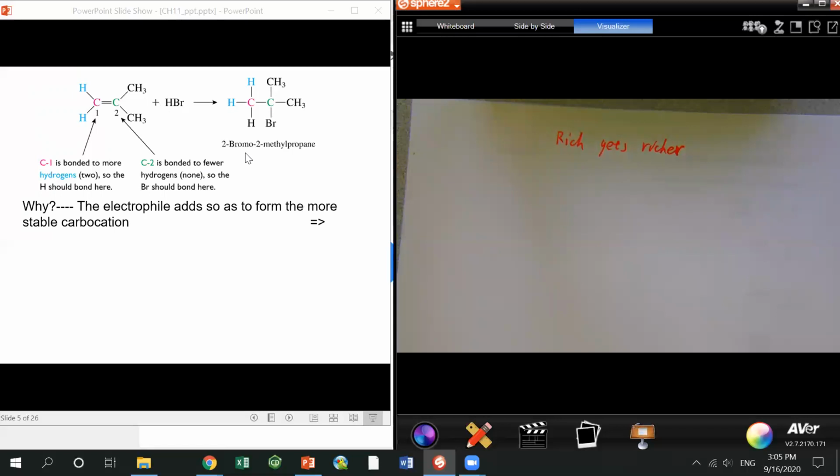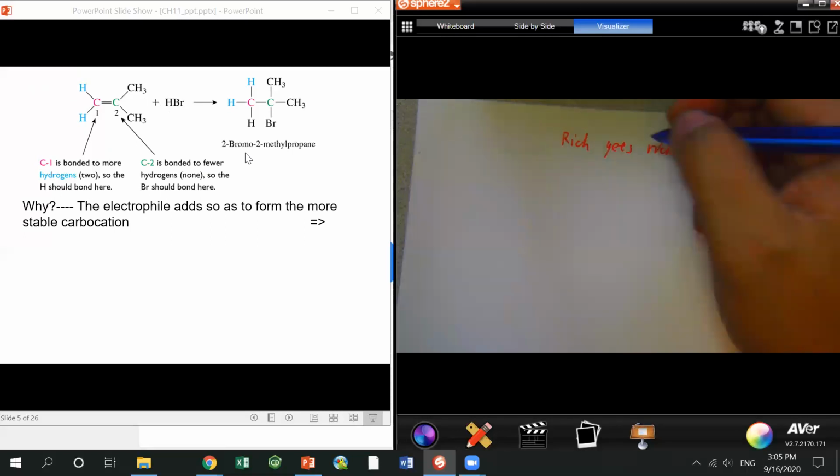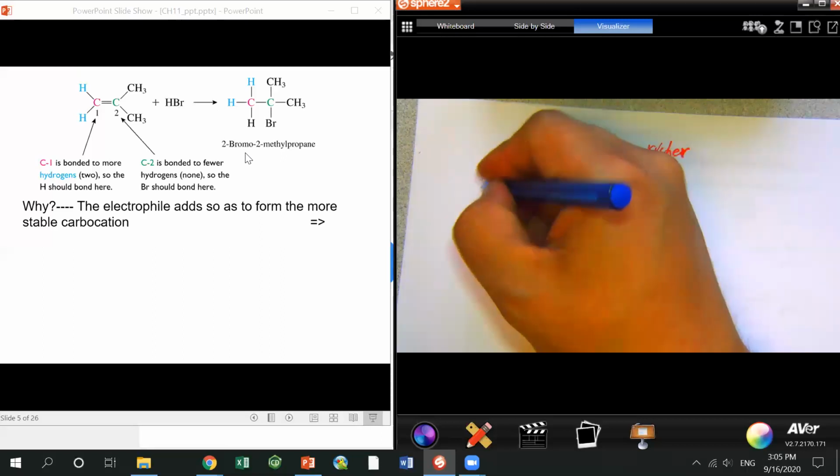Someone asked why that is. That's because of the stability of the carbocation. Remember for mechanism 1, we generally have a carbocation as an intermediate, so just use this one as an example.